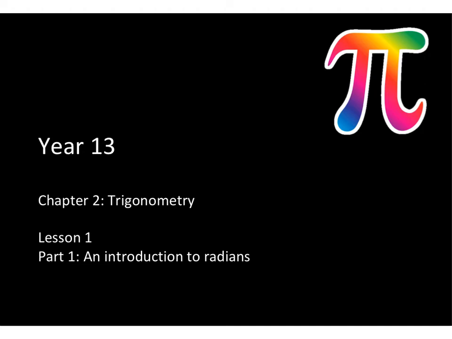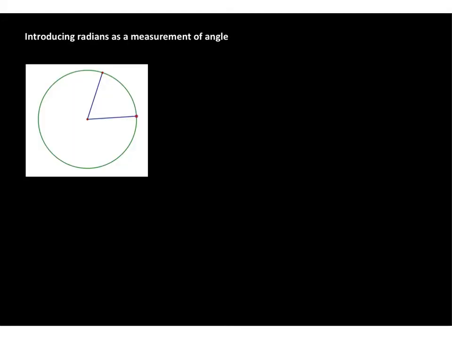Chapter 2, Trigonometry, Lesson 1, Part 1, and Introduction to Radians. So up until now, we have used 360 degrees to represent one full turn. You may have said in the past there are 360 degrees in a circle, 180 degrees in a half circle, 90 degrees in a right angle.